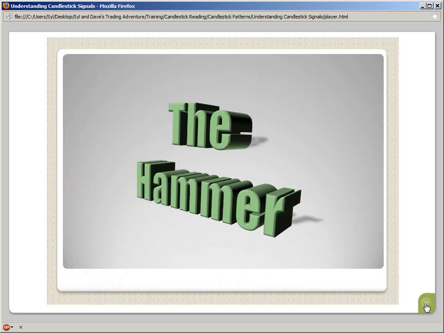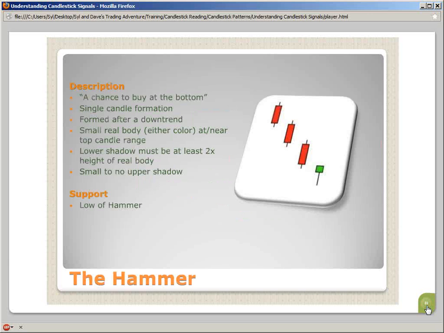And I'm going to start off with the hammer. You've probably seen this thing before, chances are, whether you've recognized it or not. What we're going to do is go through the descriptions and get an idea, and then look through some examples. So the hammer, let me point out exactly where we are here. That's the hammer. Okay, so it's a chance to buy at a bottom.